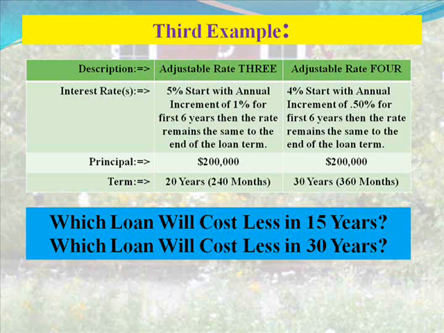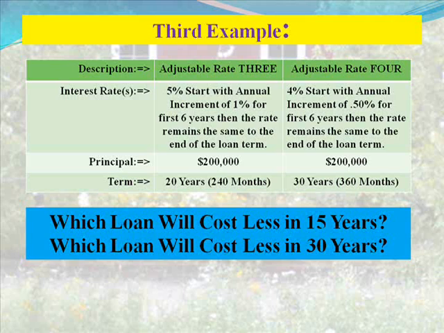And my loan to compare with this will be called adjustable rate 4, where I'll have a 4% start rate with annual increment of 0.5% for the first 6 years. Then the rate remains the same to the end of the loan term. The principal will remain at $200,000, and the term for this loan will be 30 years or 360 months.